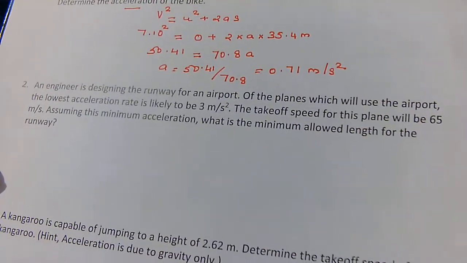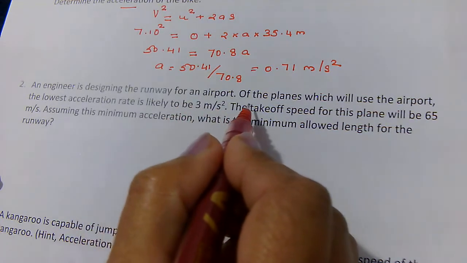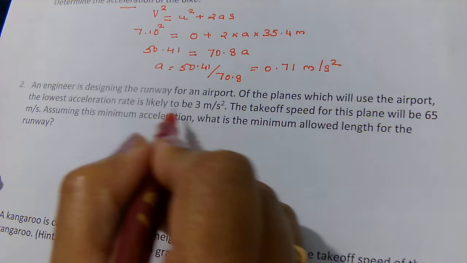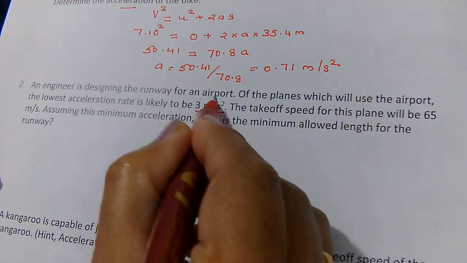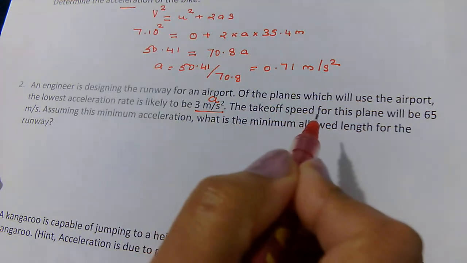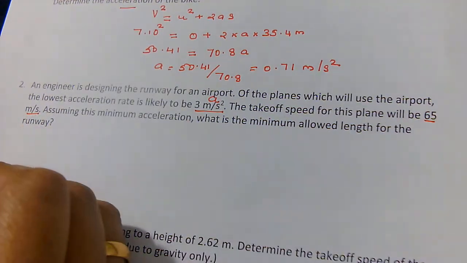Now let's move on to the next one. An engineer is designing a runway for the airport. Of the planes which will use the airport, the lowest acceleration is likely to be 3 meters per second squared. So that is our a. The takeoff speed for this plane will be around 65 miles per hour.